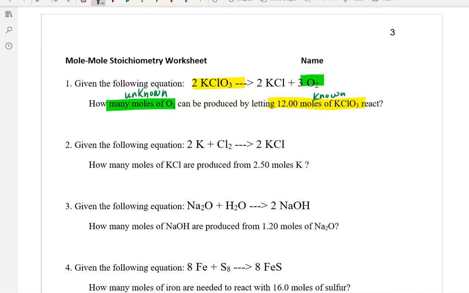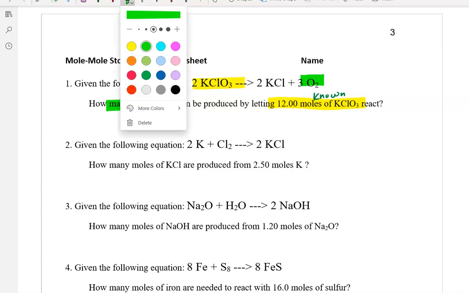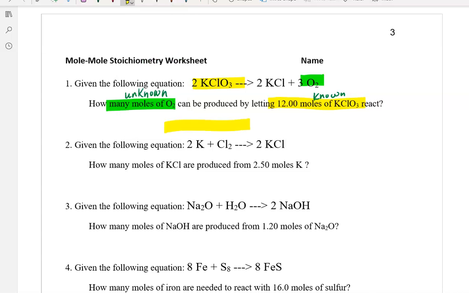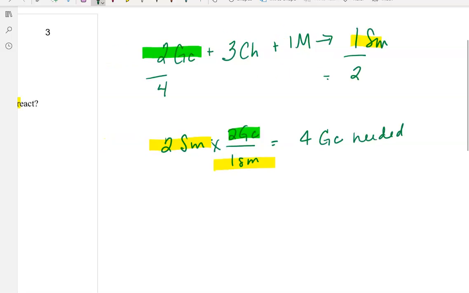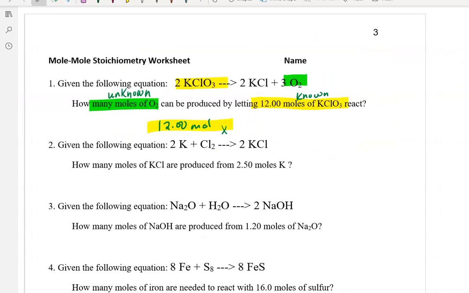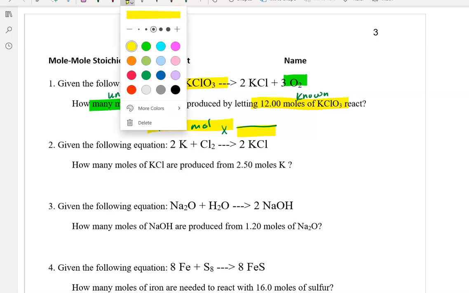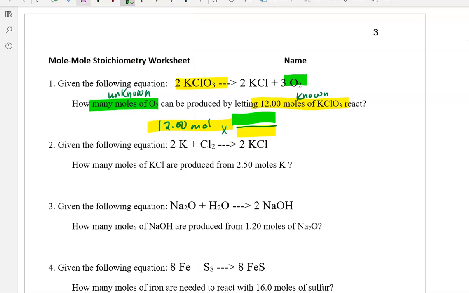So what we do is we start with our known amount, 12 moles. Just like here, our known amount was 2, and we multiply by the ratio. The ratio, again, is the coefficient. Our known coefficient goes on the bottom, and our unknown coefficient will go on the top. So our known amount is 12 moles of KClO3. I should have written that.